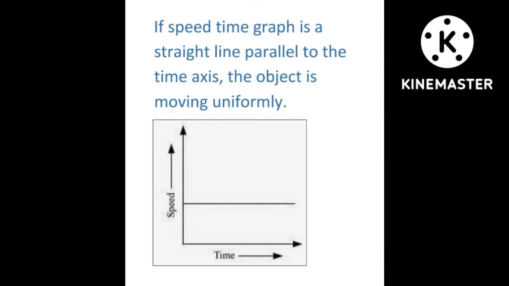What was the meaning of that? Because as the time increases, the distance remained constant there. So that means the body was at rest. But in this case, as the time increases, the speed remains constant. That means the speed is the same. So we can say that the object is moving uniformly in this case. So don't be confused with these two, distance time graph and velocity time graph or speed time graph. Okay.